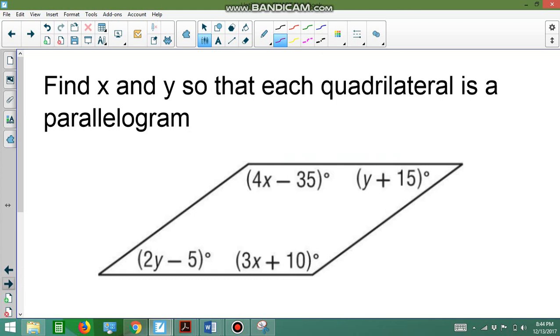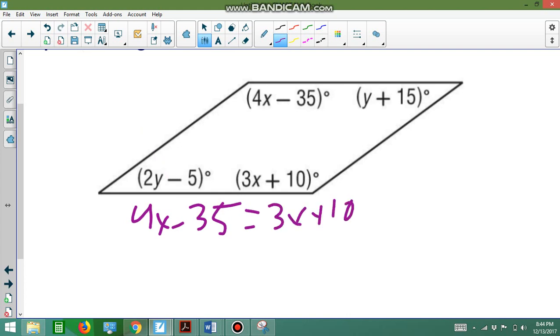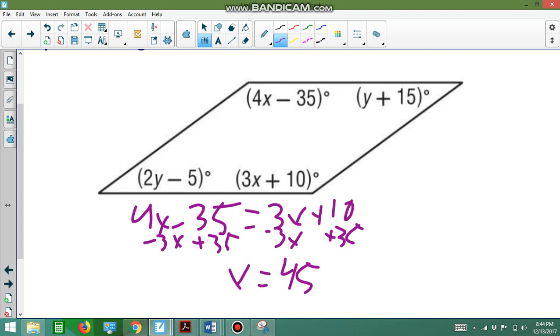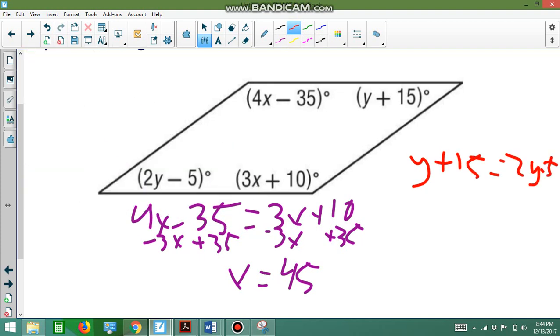And then last but not least, we've got these angles. And I know opposite angles are equal. So I'd say 4x minus 35 equals 3x plus 10. So if we minus 3x and add 35, I get that x equals 45. And then to find y, we'd say y plus 15 equals 2y minus 5. So if we add 5, we end up with y equals 20.